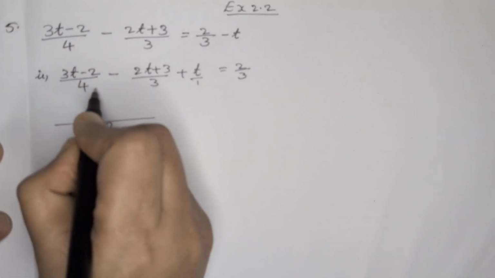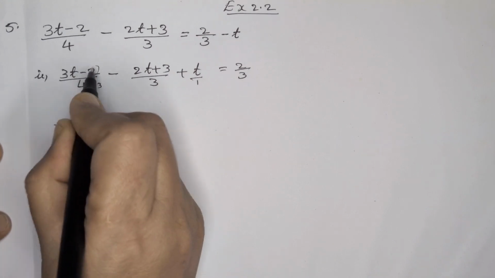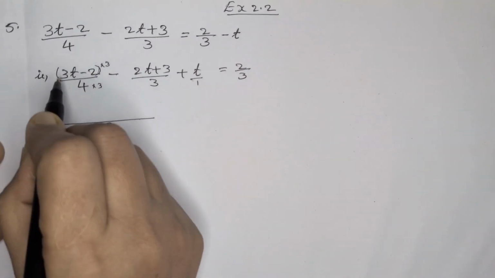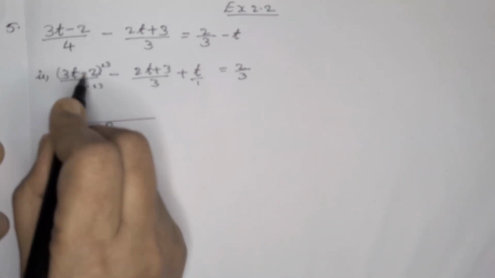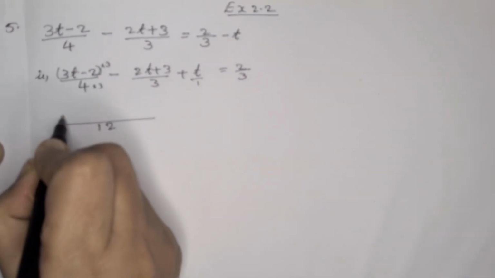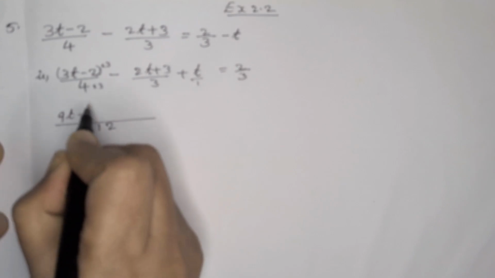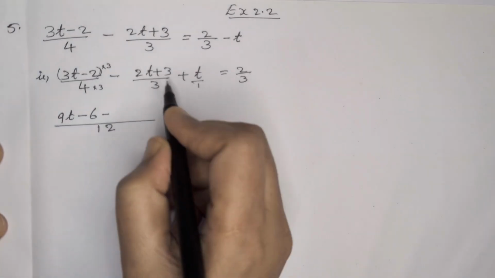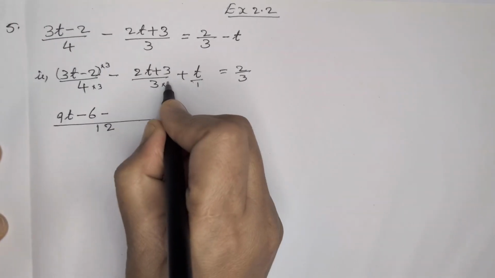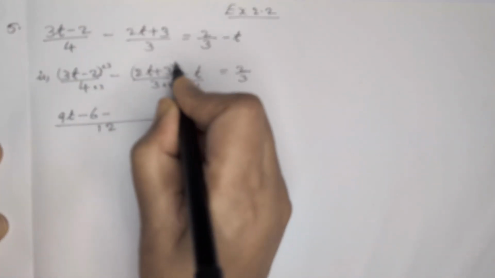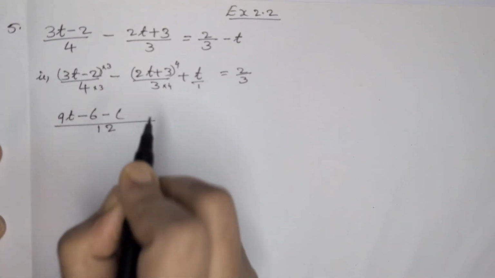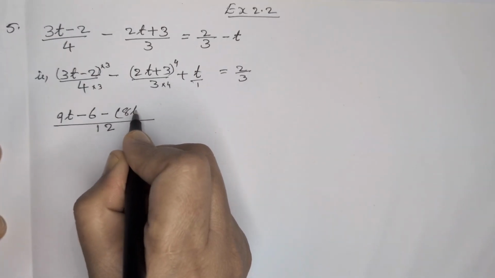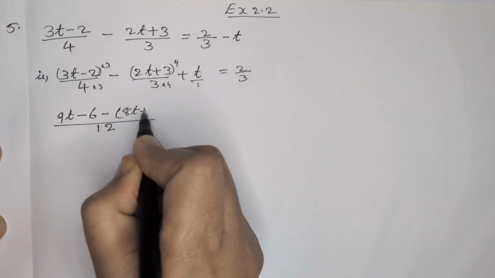And then 4 into 3. That means the whole term in the bracket into 3. Then it will become 3 into 3t minus 2. So that will come 9t minus 6. 2 into 3, 6. Minus, here this 3 into 4. The entire thing into 4. We can keep that in a bracket. So 4 into 2t, that is 8t plus 12.